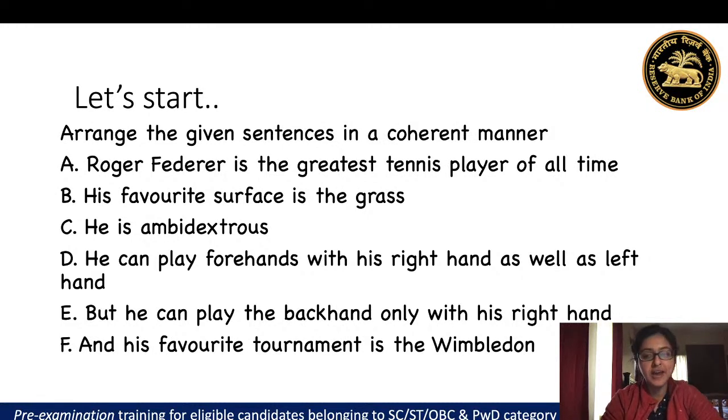Excellent, Vidhi. Preparing a road map in our mind. Excellent. Shivangi, you feel this is about Roger Federer. Please be specific. Are we talking about Roger Federer's education? Are we talking about Roger Federer's personal life? Are we talking about Roger Federer's favorite food? Or are we talking about his skills? Tennis playing skills. What are we talking about? And his preferences.